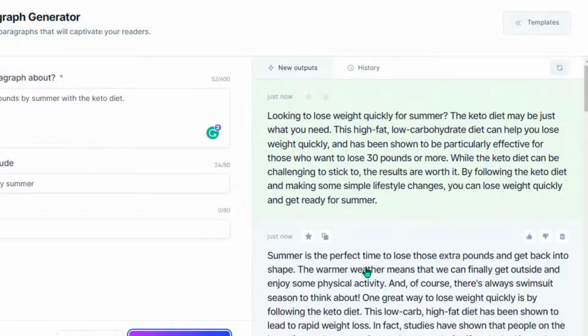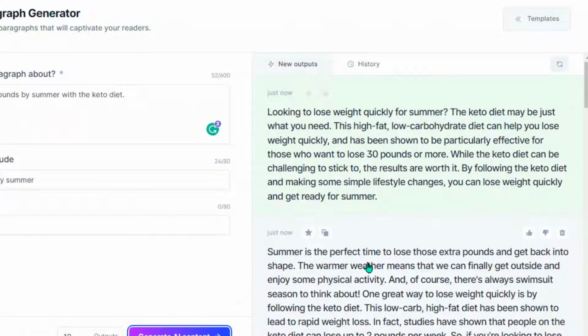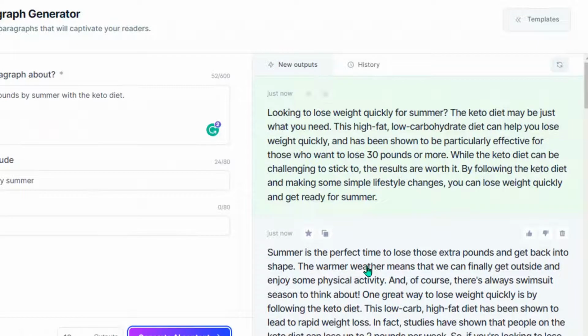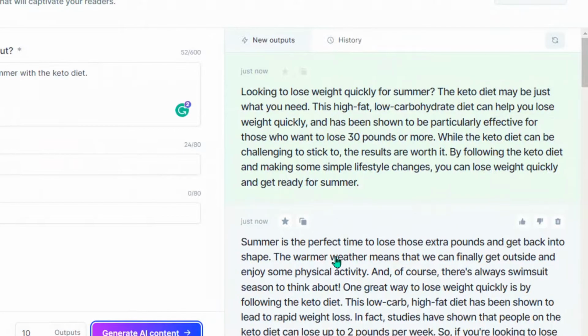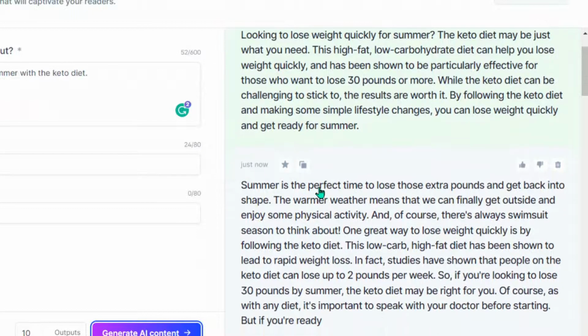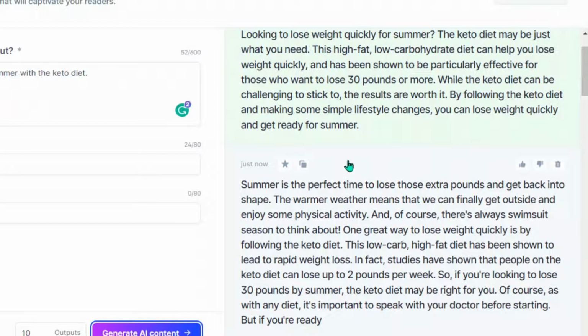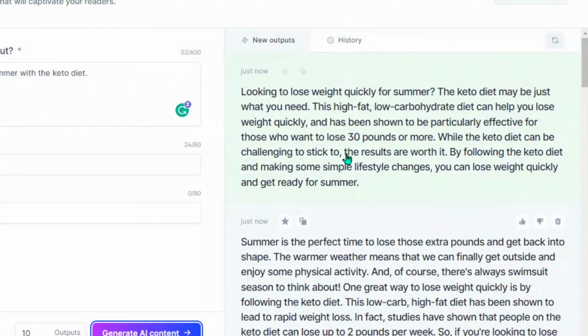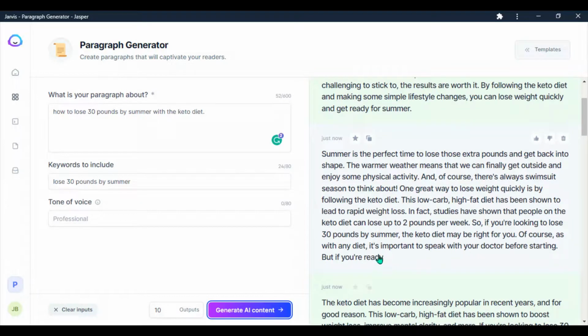The keto diet may be just what you need. The high-fat, low-carbohydrate diet can help you lose weight quickly and has shown to be particularly effective for those who want to lose 30 pounds or more. While the keto diet can be challenging to stick to, the results are worth it. By following the keto diet and making some simple lifestyle changes, you can lose weight quickly and get ready for the summer. This could be a great social media post. You have a little image or creative that shows something about keto or you losing weight. I don't know anything about the health niche, to be honest with you, but this sounds very accurate.